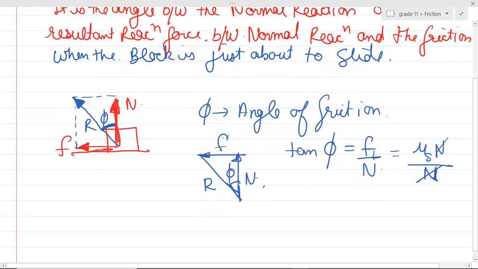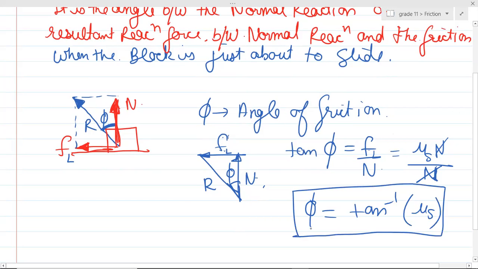So this friction should be the limiting friction, right? If it is just about to slide, then friction should be limiting friction. So F_L is equal to what? Mu_s into N, and the N cancels out, and from here phi is nothing but tan inverse of mu_s. Please write it down. Done.